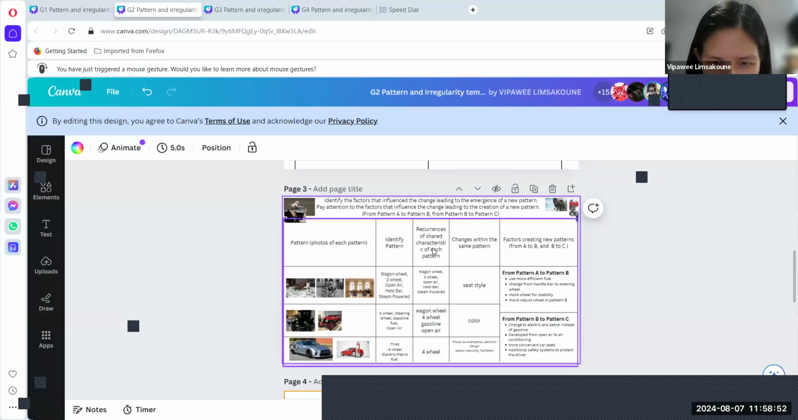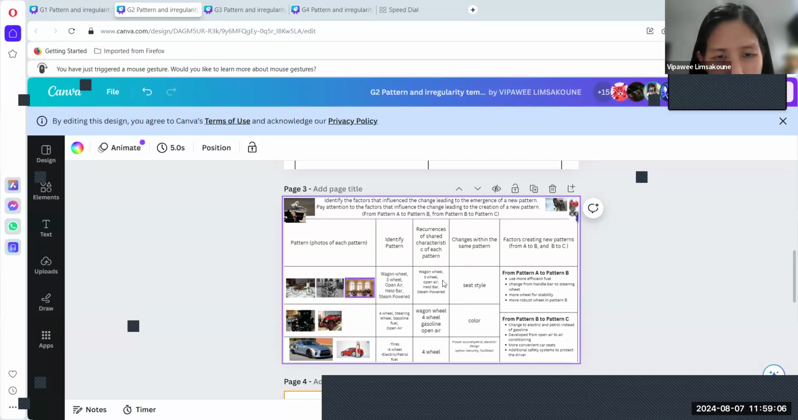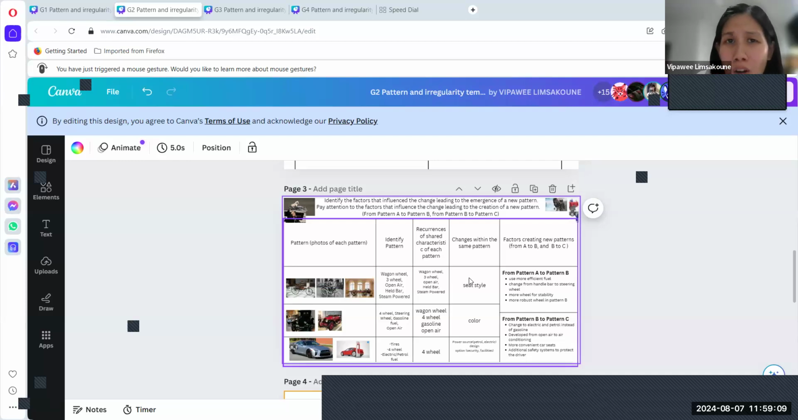The recurring shared characteristic is that they have wheels, right? And the wheels are circles, okay? And it's open air, steam power. The seat style could be different, okay? Some could be more comfortable than the others, okay?